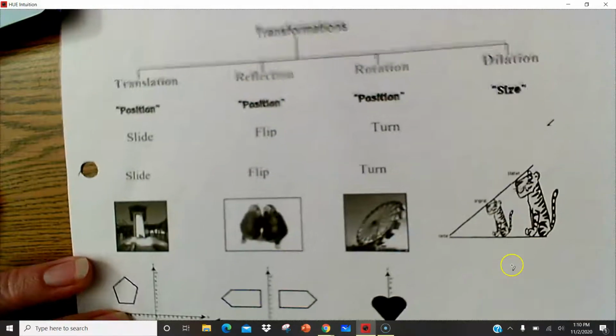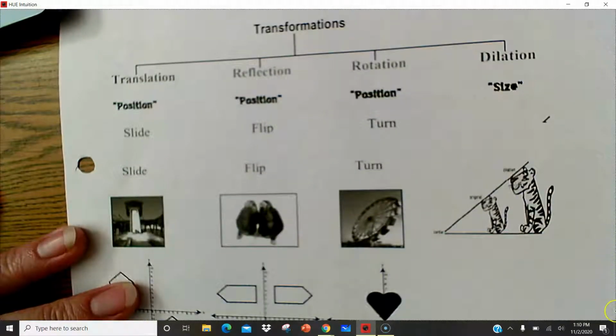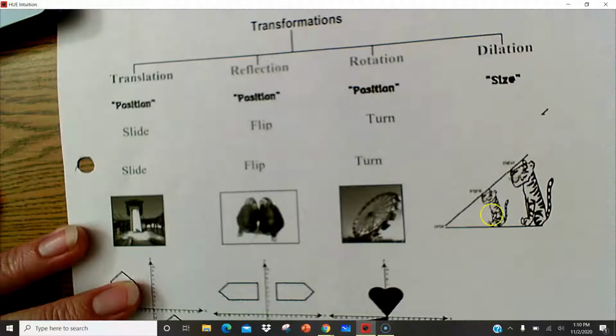Now, dilation is about size. Well, here's my little Tigger. Tigger is one size right here, right? Well, Tigger got bigger over here. So it's going to blow up. If I blow up a balloon, that's a dilation. It's a certain shape of my Tigger here. He gets even fatter. He goes over here.